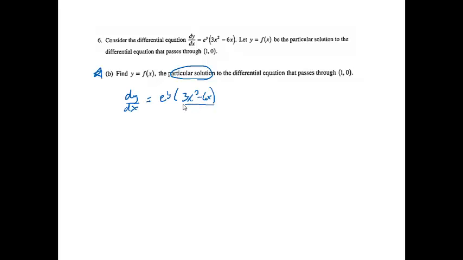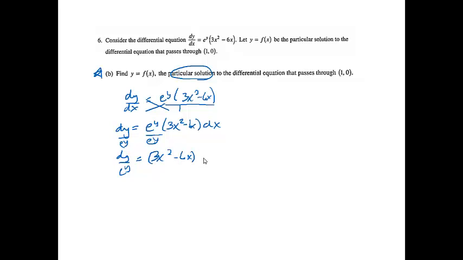All right, I'm going to put a 1 underneath this side so I can cross multiply. So I'm going to get dy is equal to e to the y times the quantity 3x squared minus 6x dx. I need to match up my variables, so I need to divide both sides by e to the y. So I'll have dy over e to the y is equal to 3x squared minus 6x dx.